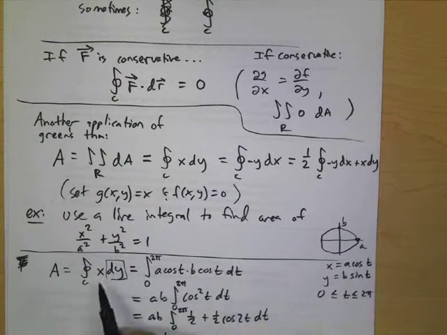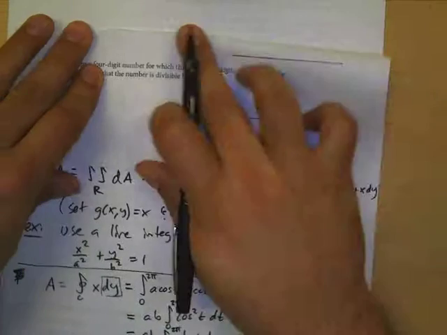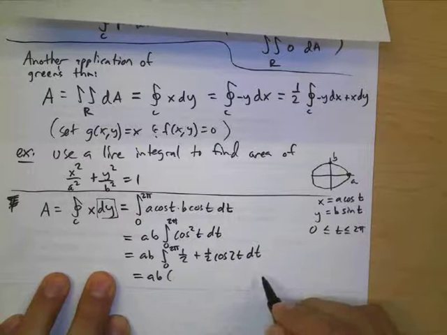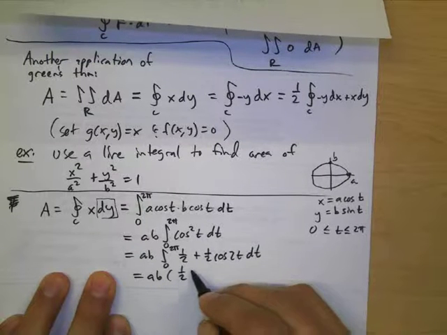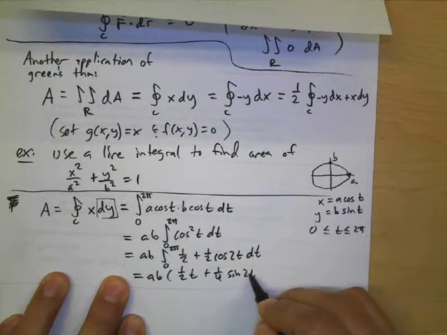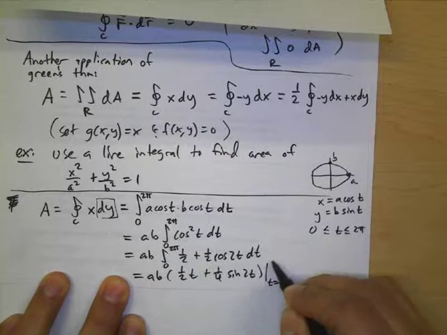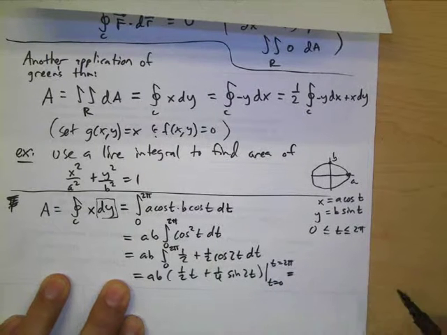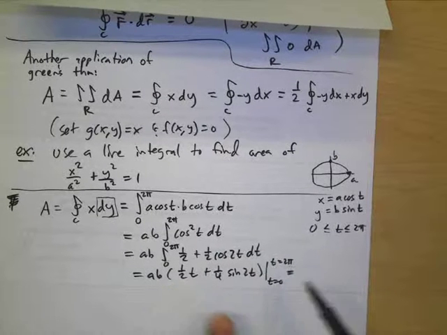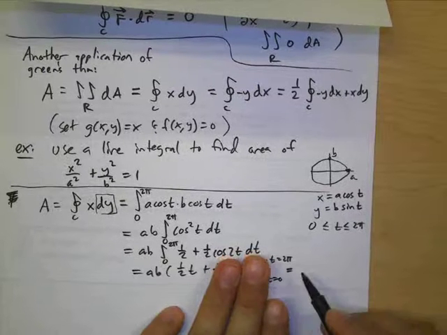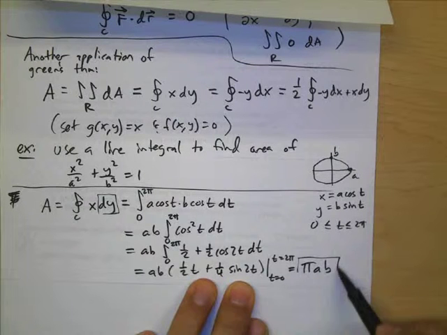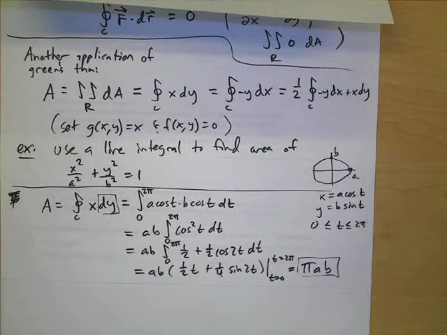So we're going to stick with just x dy. So we have ab times 1/2 t plus 1/4 sine 2t from t equals 0 to 2 pi. If I plug in the bounds, the sine term would cancel out either way. So really all I have to worry about is this 1/2 times t, so that's going to give us pi ab. Oh, that is the formula. Well, yes, we're not going to get anything different.